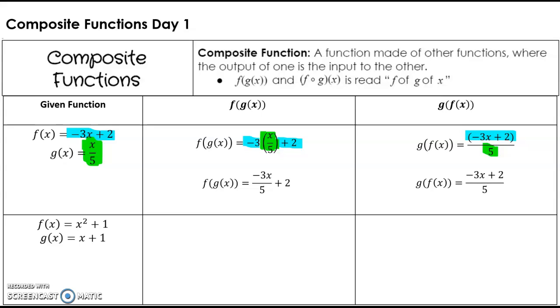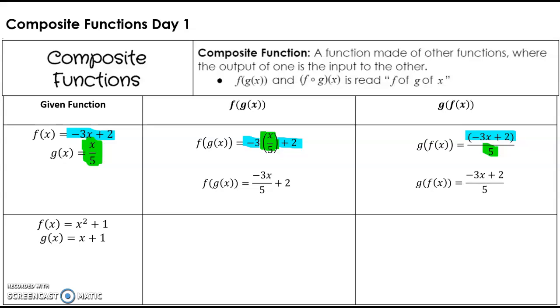All right, so I'm going to do this next one, and then I'm going to have you pause the video and try the fourth one on your own. So if we're looking at this third one, we have f of x equals x squared plus 1, and g of x equals x plus 1.